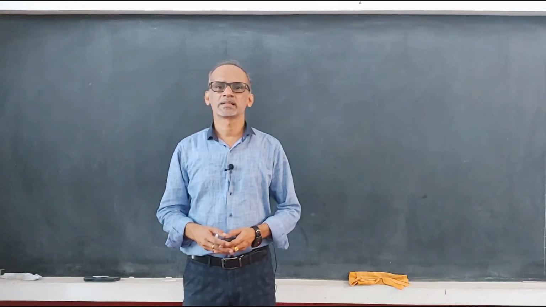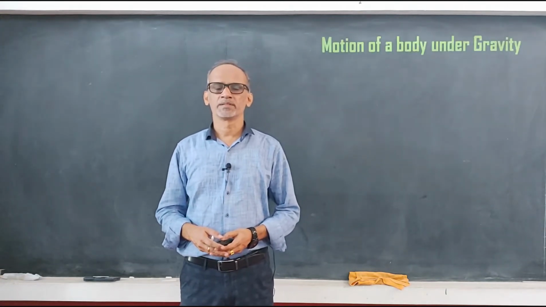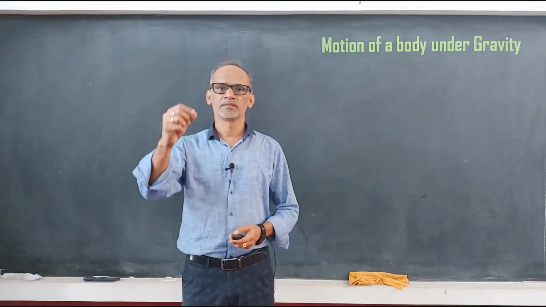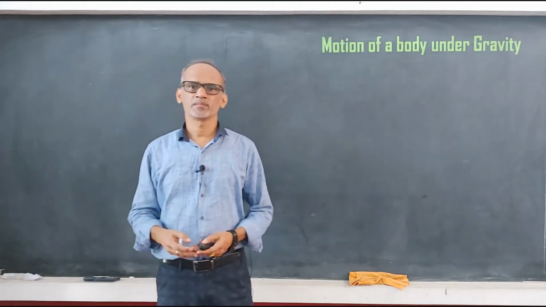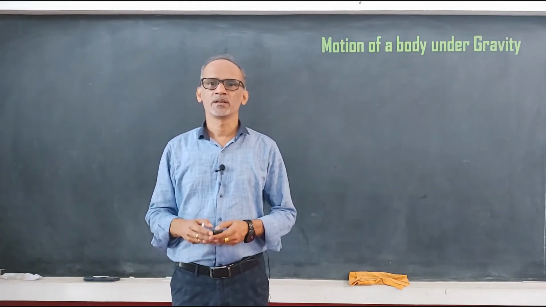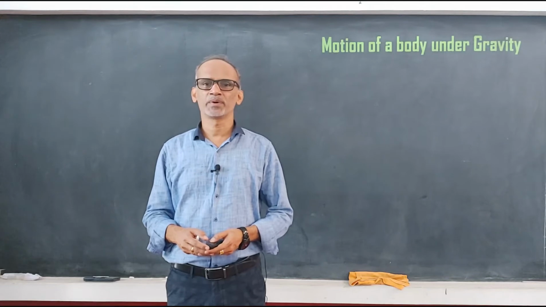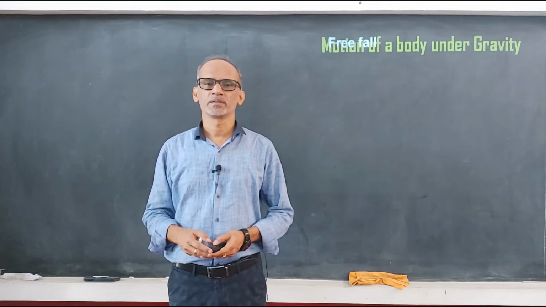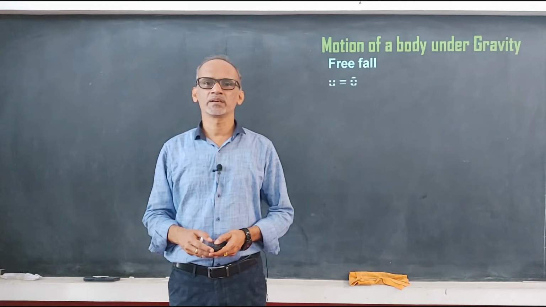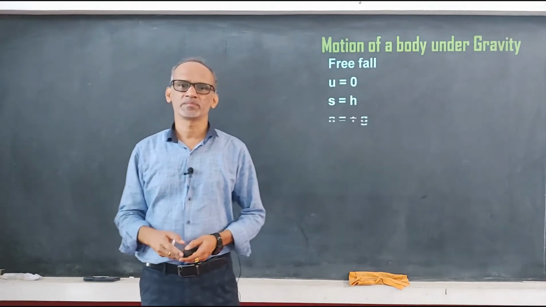Dear students, in the last class I explained the motion of a body under the action of gravity. Whenever a body falls freely, the nature of motion is uniform acceleration, and that acceleration is called acceleration due to gravity. It is denoted by the small letter g, and has an average value of 9.8 meter per second square. During free fall we can always take initial velocity 0. The displacement is equal to the height from which the body is dropped.